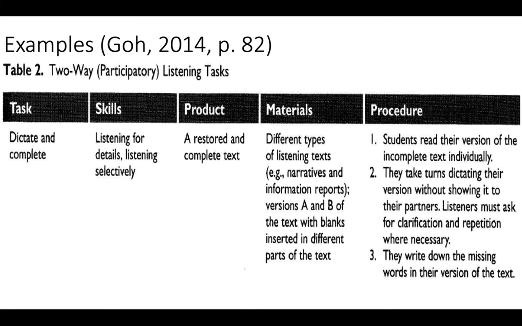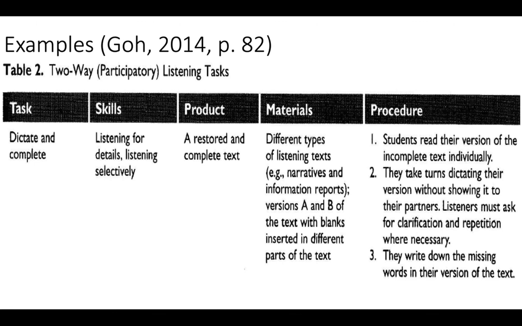So what do they need to do? Students will read their version of the incomplete text individually. All right, so they have to read that first, and then they take turns dictating their version without showing it to their partners. And then the listener must ask for clarification and repetition where necessary, so that they get the missing information on their version, and then they write down the missing words in their version of the text. Oh, that's just a brilliant task that you can do in your classroom, especially if you don't have super huge classes.